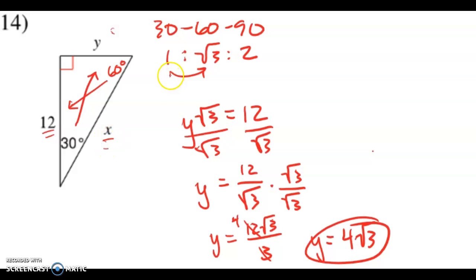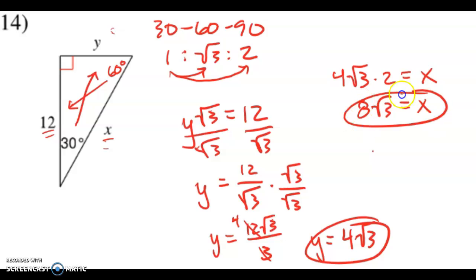So the second relationship is when I take the side that's opposite this 30-degree angle, which happens to be the expression that I just found, and I multiply it by 2, I get whatever's across from the 90-degree angle, or in other words, the hypotenuse. So in this problem, x is the hypotenuse. Go through and simplify. 8 root 3 is equal to the hypotenuse, and I'm done.